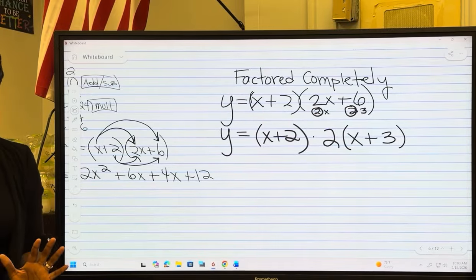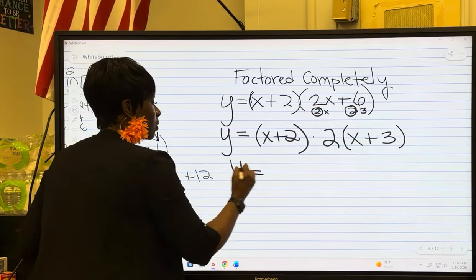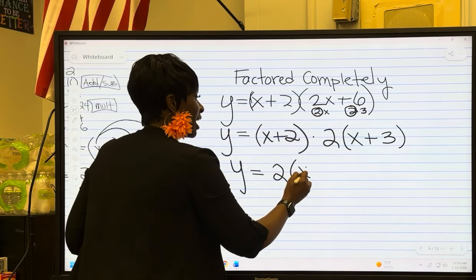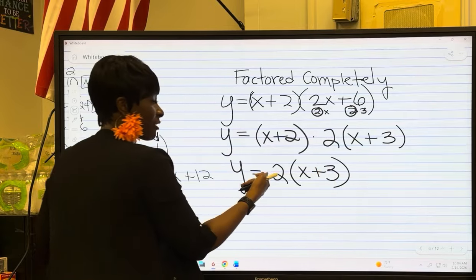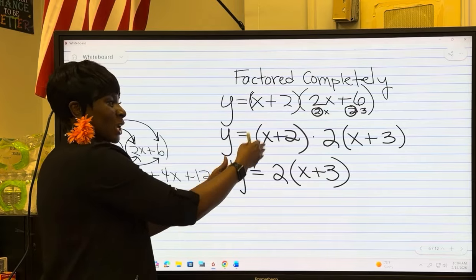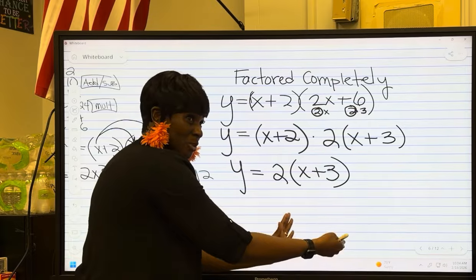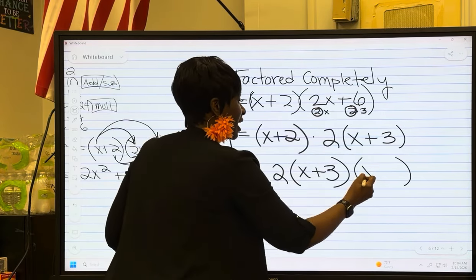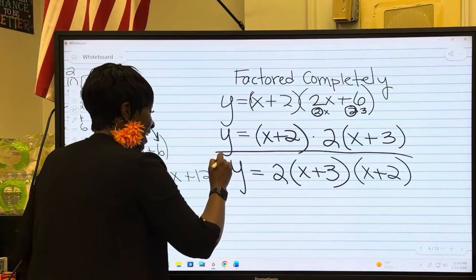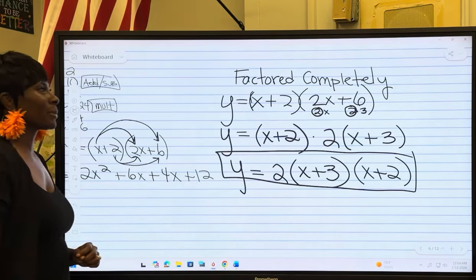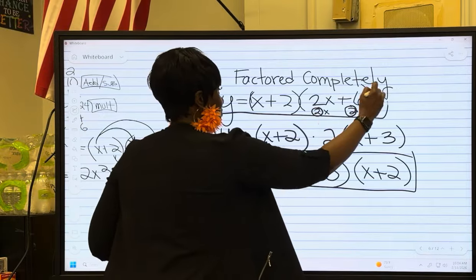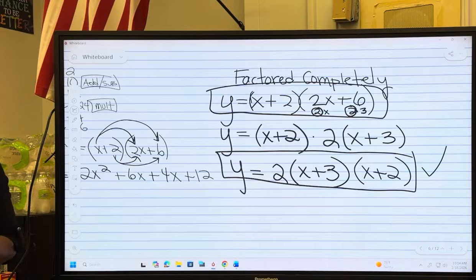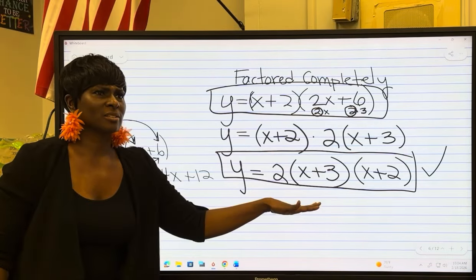Now let me clean it up. Watch. I'm going to rewrite it as y equals 2 times x plus 3, because don't we want that 2 out front? Remember, it's y equals a times, right, for factored form. So there go my a. And then what's left? X plus 2. Now this is factored completely. This is factored, but this is factored completely. Either one needs to get you the right answer.